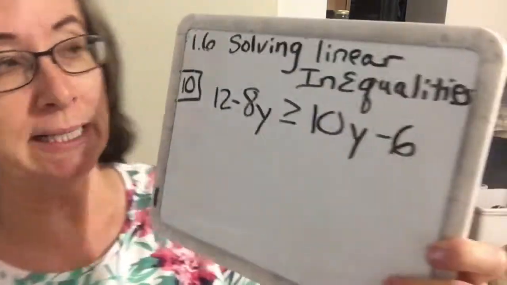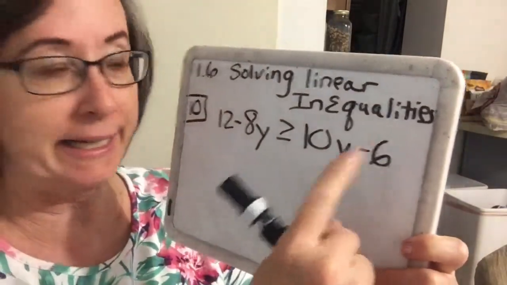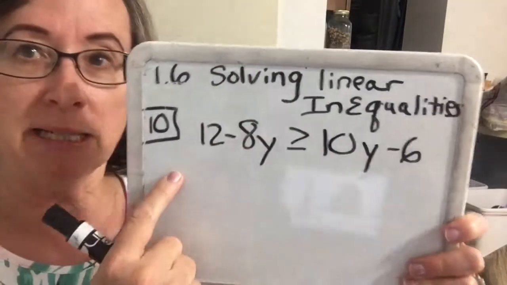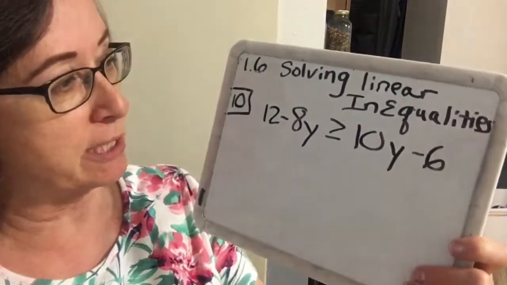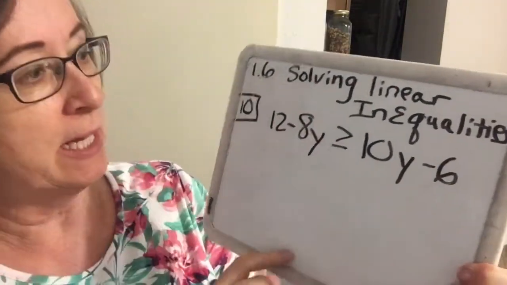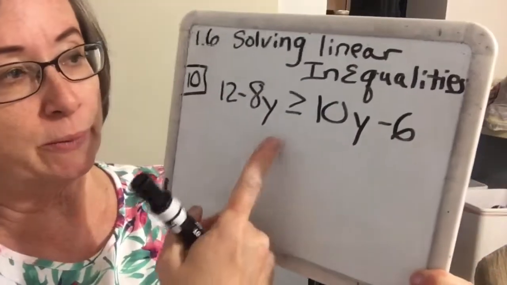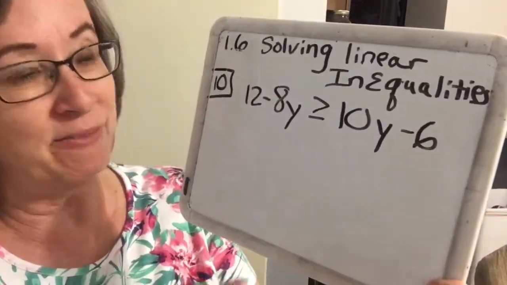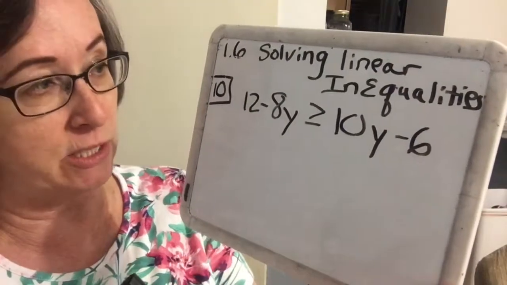We are doing 1.6, which is solving linear inequalities, and this one is number 10. So I'll go through and do just some problems as we go through. On this one, remember we're doing inequalities. We're trying to get the variable on one side, just like we always do.